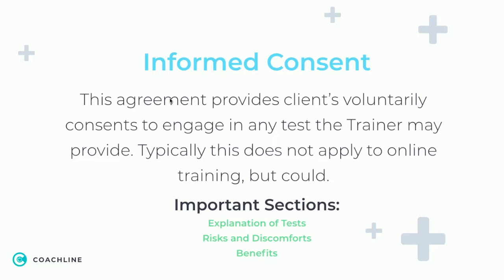But the important sections of this document are going to be the explanation of the test. So what test are you going to do? How do they work? What are they going to measure? The risk and discomfort. So just laying out what risks are associated with performing these tests and any discomfort that they might feel while going through it, and just letting them know that it's all normal and things of that nature. And then the last part is the benefits. So why is this beneficial? Why are we even doing this? What are the results going to tell us? And so those are the things that you want to include in that informed consent form.